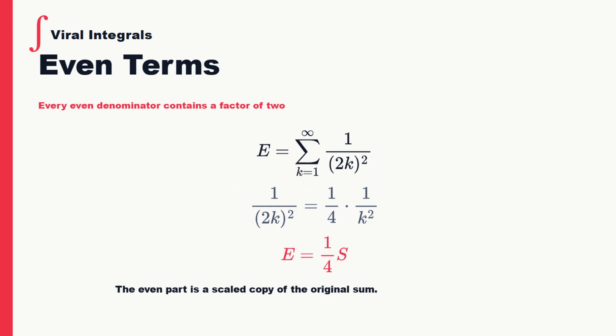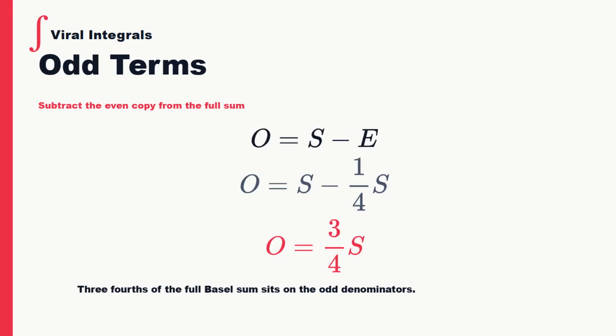Every even denominator is 2 times some integer k. So each even square has a factor of 4. That means the even part is 1/4 of the full sum. Once the even part is 1/4 of S, the odd part is the rest of the full sum. Subtracting 1/4 of S from S leaves 3/4 of S on the odd denominators.